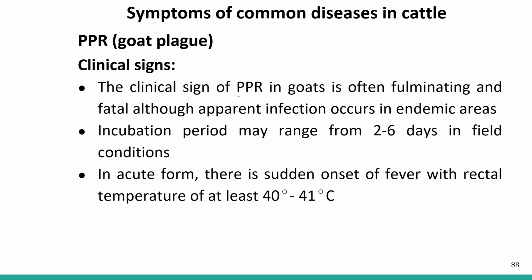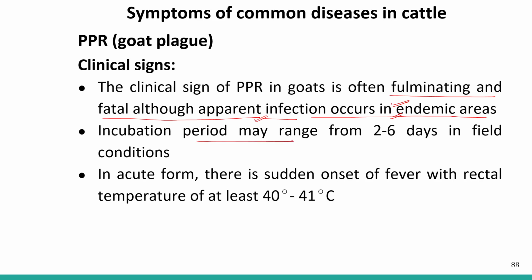The clinical signs of PPR in goats are often fulminating and fatal, although apparent infection occurs in endemic areas. Wherever this disease is spread, it causes lots of mortality in goats. So the mortality rate is high in endemic areas.